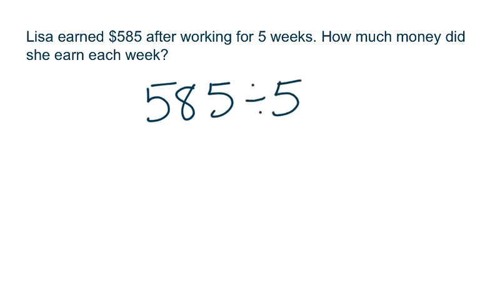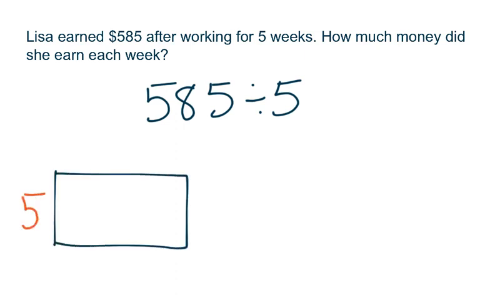Now, there are a few different ways that you can solve this problem. You could use the area model to solve, or you could use distributive property, whichever you prefer. I'm going to go ahead and draw my area model to solve this problem. I'm going to have my 5 off to one side, and I'm going to take my whole of 585 and bring it off to the side. And now I'm going to start breaking that up.